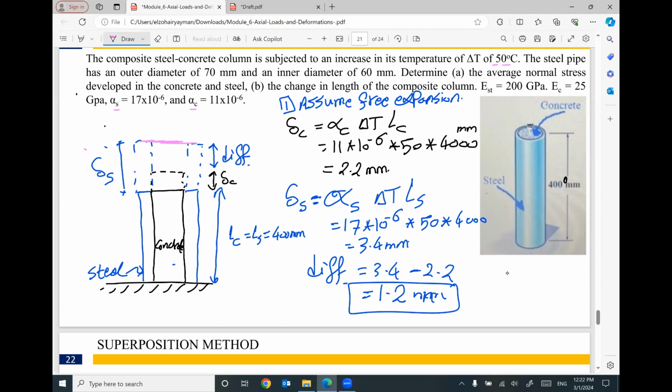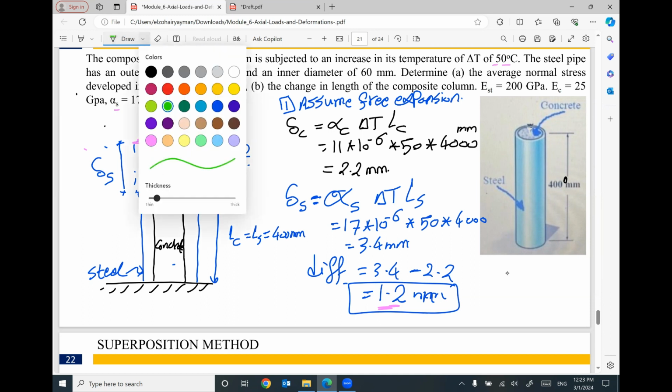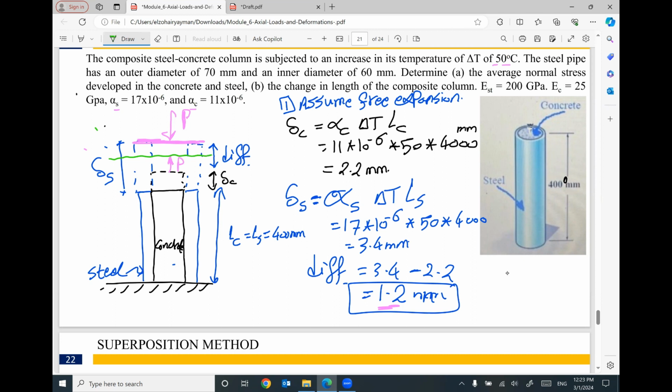So we need to move the level of the steel down after a force P. The same force P will try to pull the concrete up, because the steel cannot go down the whole difference. So I will ask the steel to move down a little bit and ask the concrete to move up a little bit, so the two materials can reach each other at this level. Does that make sense?